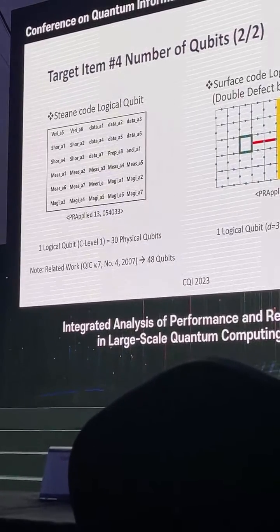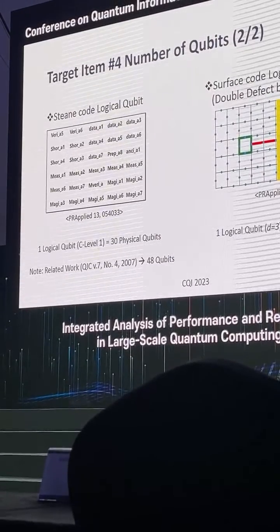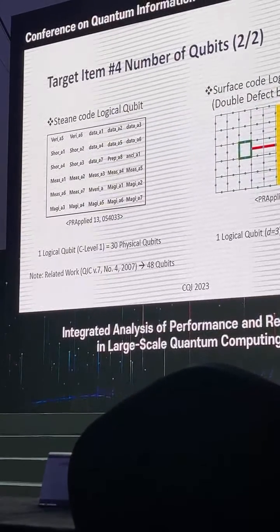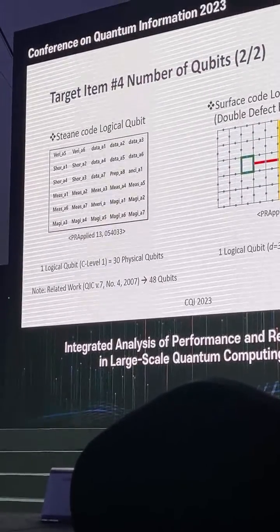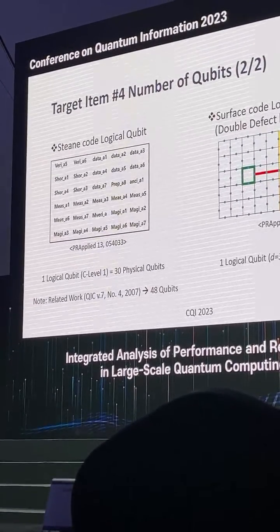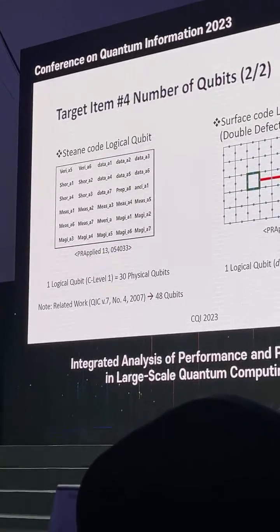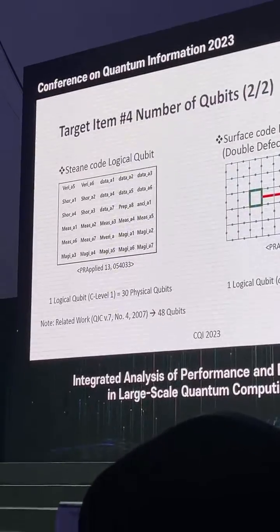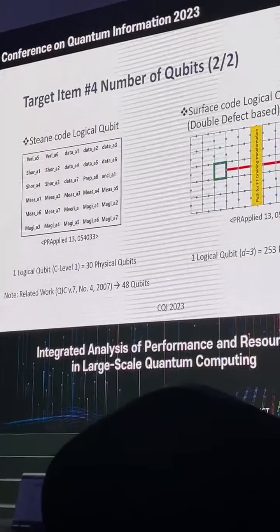And the number of physical qubits per logical qubit depends on the total algorithm code. The left side is our qubit range, logical qubit configuration or the scheme code. The right side is the surface code logical qubit, in particular double defect based.